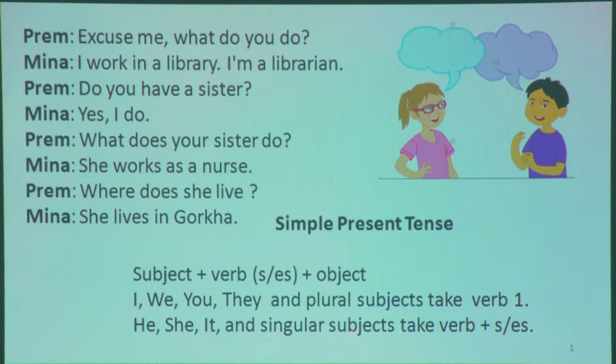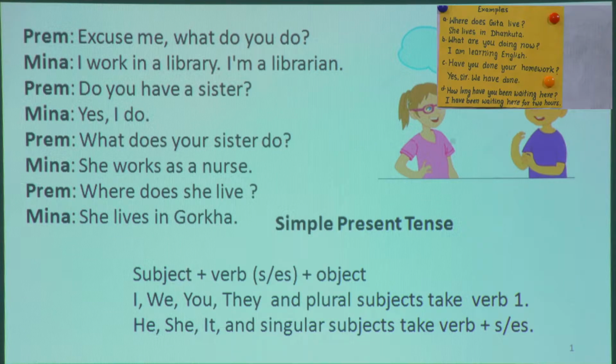But when the subjects are different, for example, he, she, it, and other similar subjects, right? They take verb plus s or es. For example, let's look at the last sentence. She lives in Gorkha. Okay? I hope you got the idea about simple present tense.